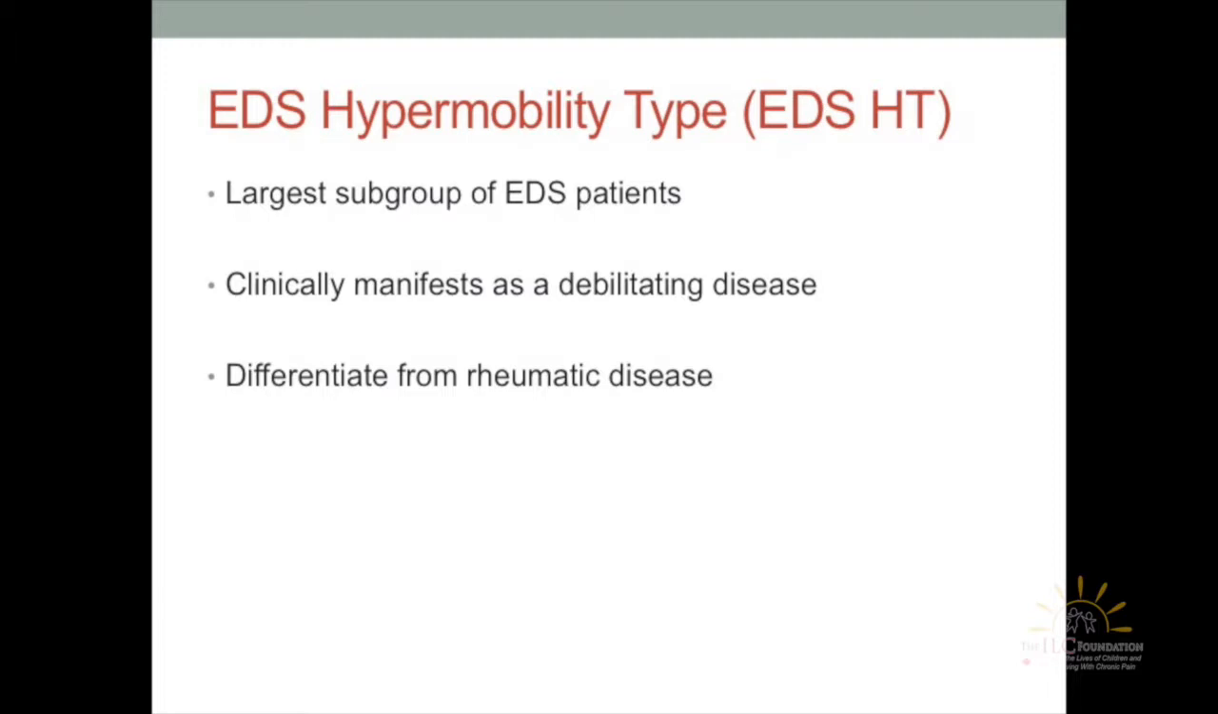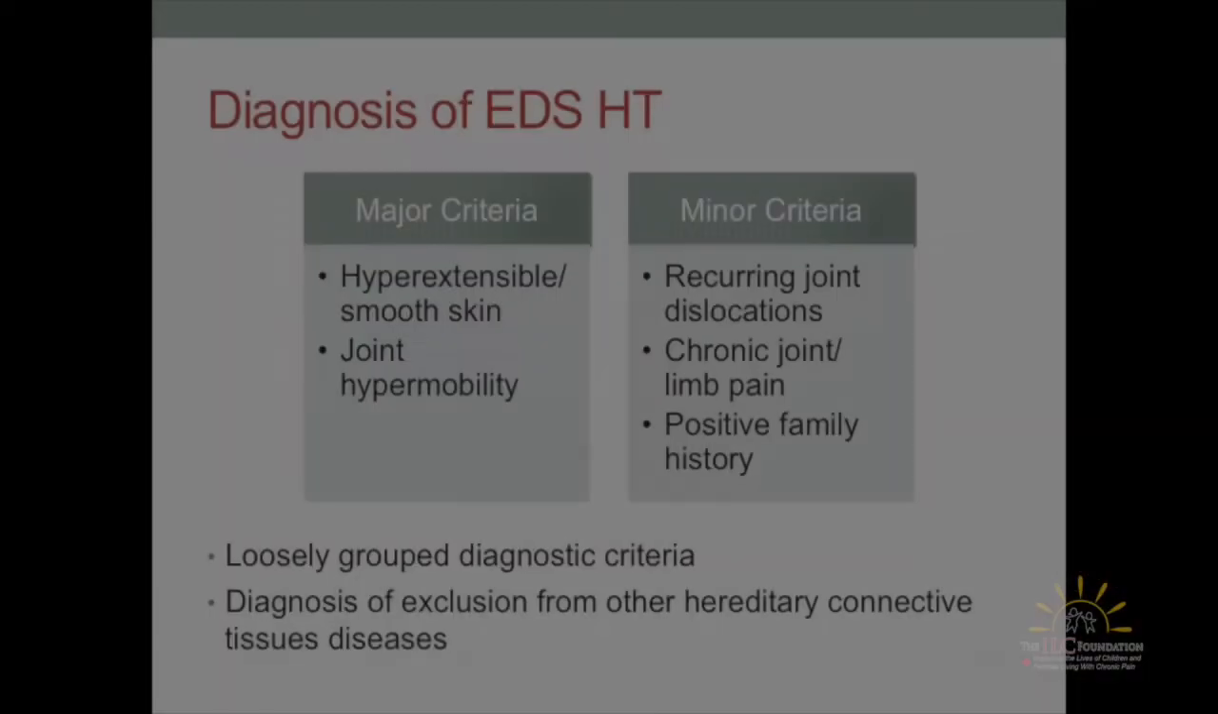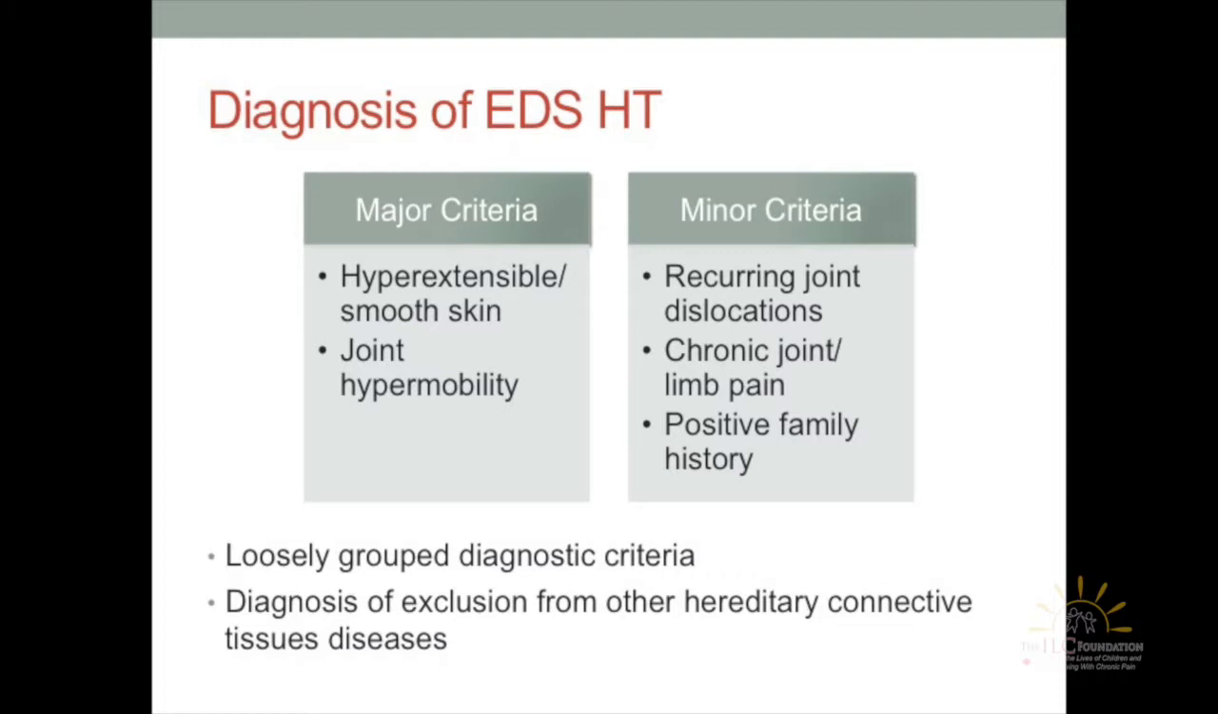We also want to be able to make the diagnosis of EDS hypermobility to differentiate it from other joint diseases and other rheumatic diseases, so we can treat the symptoms slightly differently. So what do we have in terms of diagnosis of EDS-HT? Well, based on the Villefranche nosology, there are major criteria and minor criteria. The major criteria are hyperextensible skin and hypermobile joints, and the minor criteria are recurrent joint dislocations, chronic joint pain, as well as a positive family history.